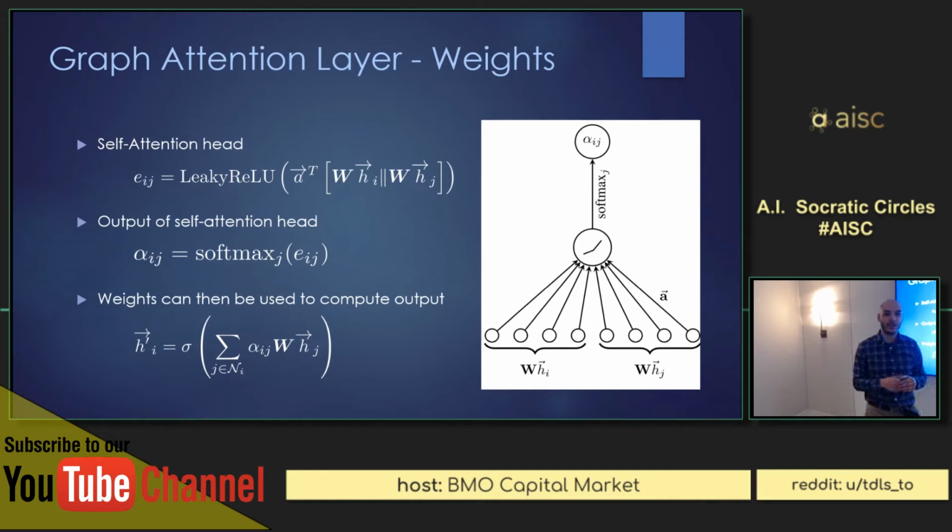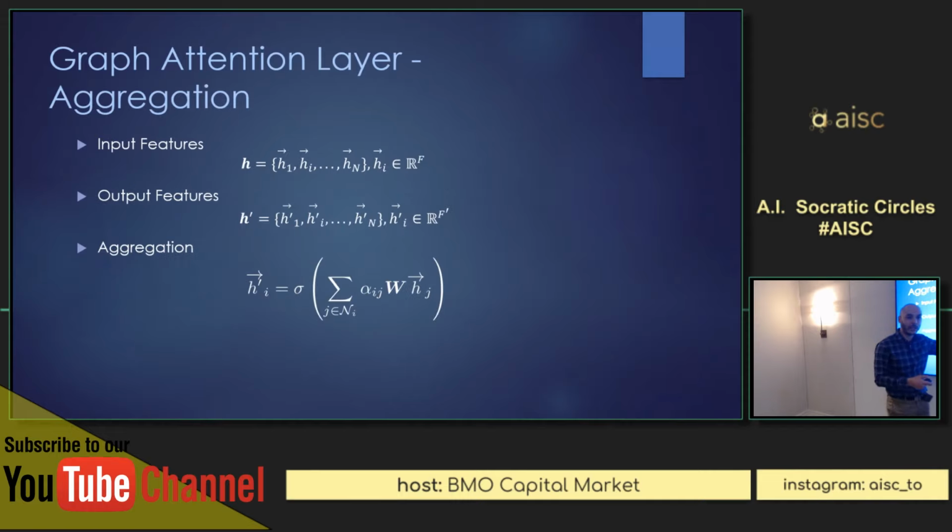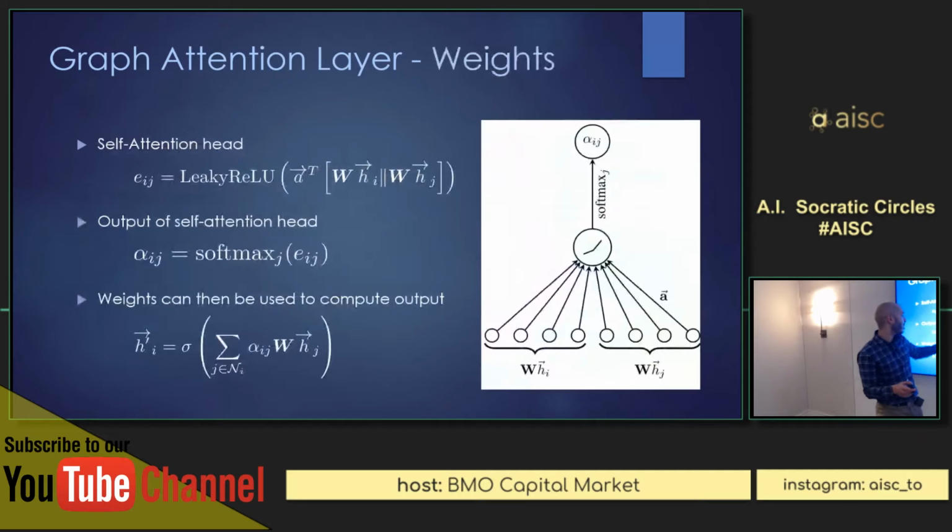I don't know if this is a stupid question, but how is that related to the equation in the previous slide? Yeah, so the equation on the previous slide is this one, the aggregation. So the question is how is this related to what was on the previous slide? On the previous slide, we had this equation, which is how you aggregate the neighboring node features together. And it had a parameter alpha ij. And how you compute alpha ij is by going through this process.